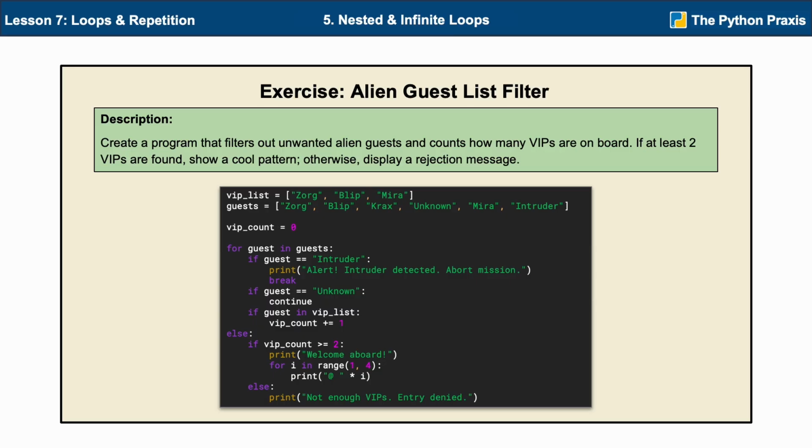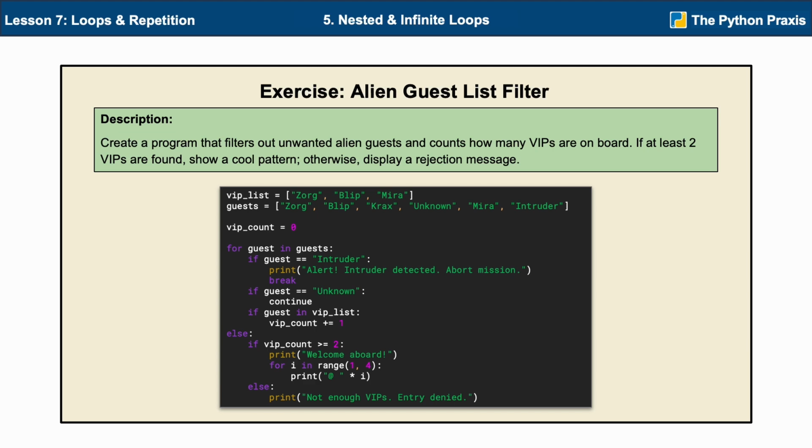Inside the else block of code, we have an if-else statement. If VIP count is greater than or equal to 2. Here, we check how many VIPs we found. If there are at least 2, the mission is approved. The system welcomes them onto the spaceship by printing a message, "Welcome aboard."